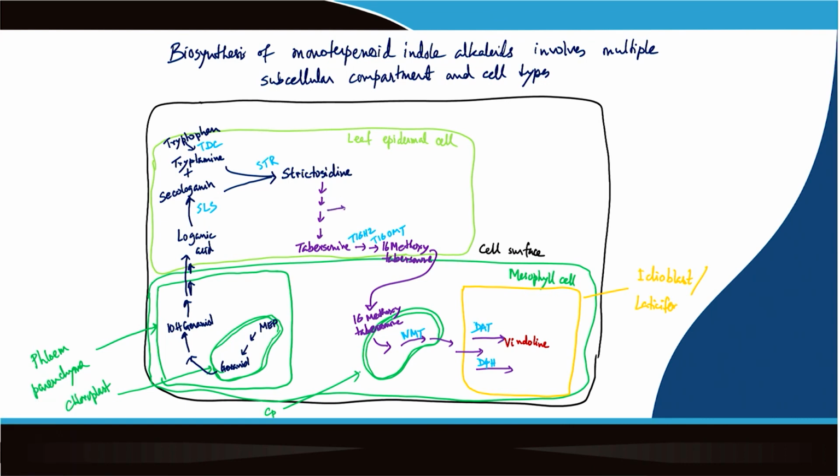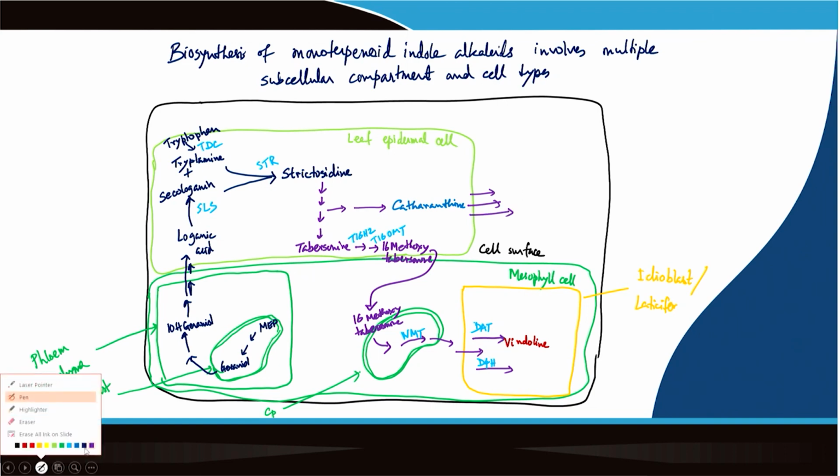Similarly, from strictosidine, another branch contributes towards the formation of catharanthine. So, this catharanthine, I will put it in a different color. Catharanthine mostly, and this is the most important part, moves out of the cell and is retained on the cell surface.